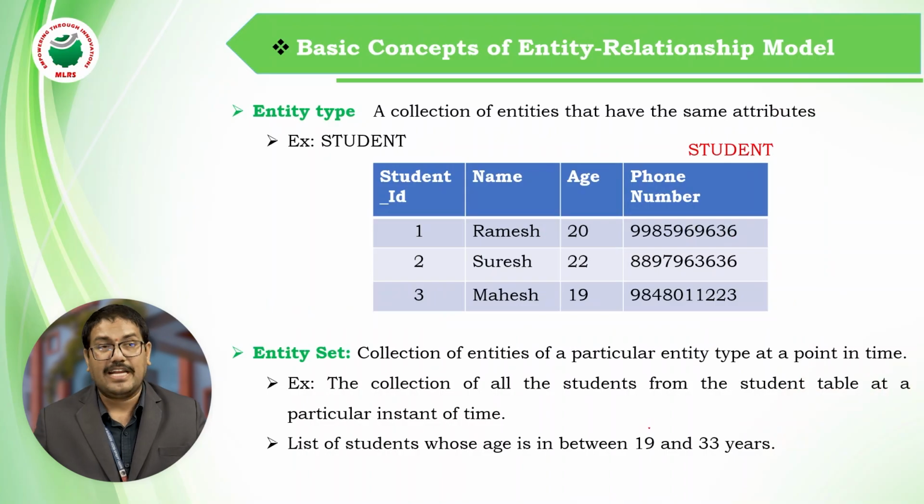Next one is entity type. A collection of different entities with the same attributes, we'll call an entity type. So this table has similar information about a student ID, its name, its age and its phone number. So the total belongs to a student relation. So this is a student type entity. Next, a set or collection of various entities comes under entity set. We'll see that completely in due course.